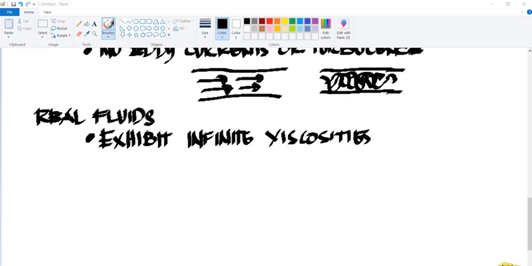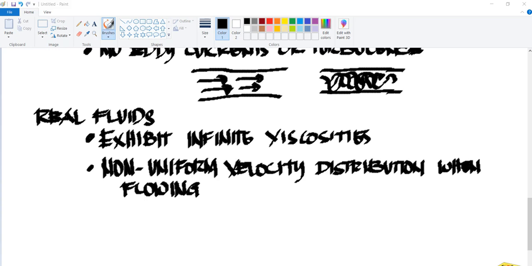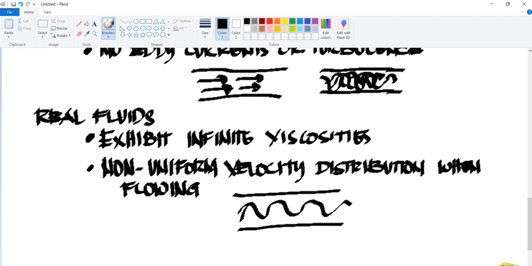Okay? Then real fluids are the opposite of ideal. They exhibit viscosity. In layman's terms, in Tagalog, may lapot siya. Then we have non-uniform velocity distribution when flowing. So non-uniform is also the opposite of the earlier one. If you have your pipe here, the flow is chaotic. Okay? So it is the opposite of earlier.